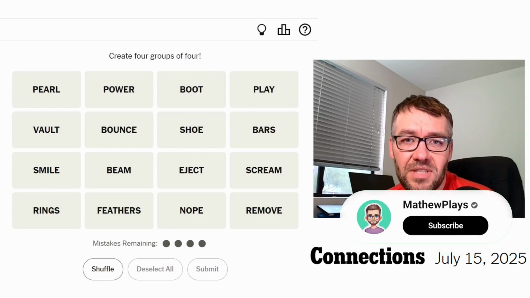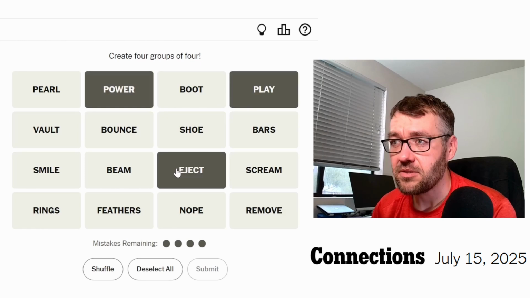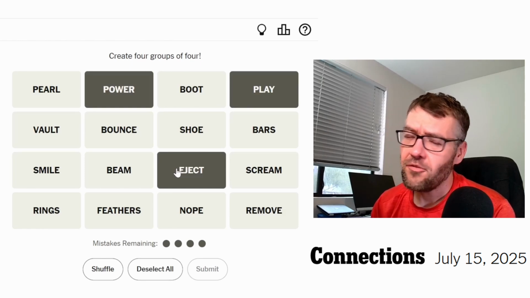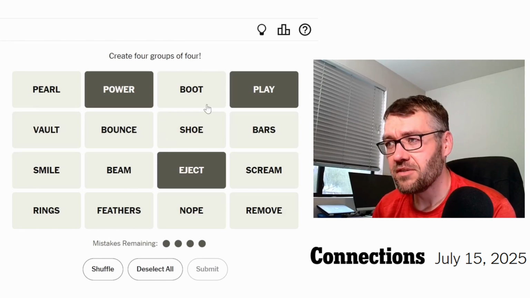Let's do Connections for Tuesday, July 15th. All right, I'm seeing power, play, and eject. These are buttons like on a VCR or a DVD player. For you kids out there, that was physical media. Look it up. I don't see a fourth one, though.